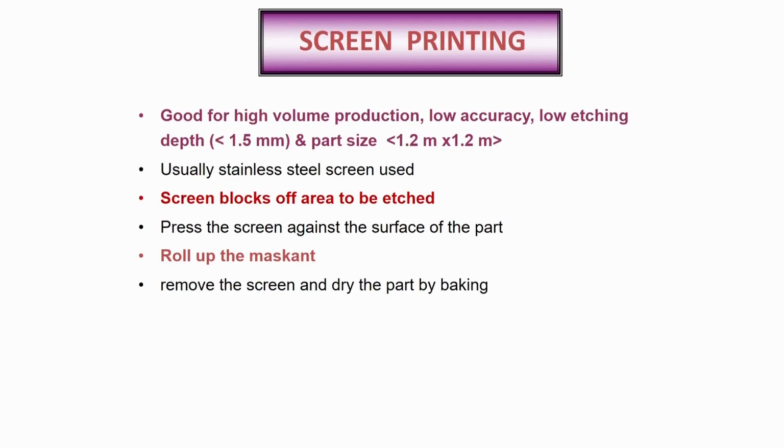So usually a stainless steel screen is used. The screen blocks the area not to be etched. Press the screen against the surface of the part and roll up the maskant. This maskant is filled up where in the screen some gaps are there, and the rest of the portion will be opened for machining. After that, remove the screen and dry the part by baking operation.